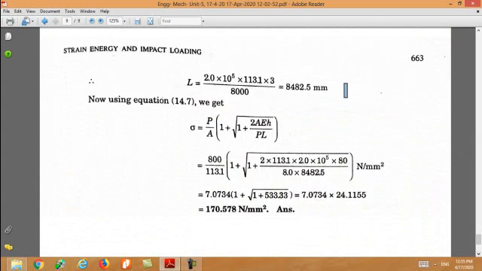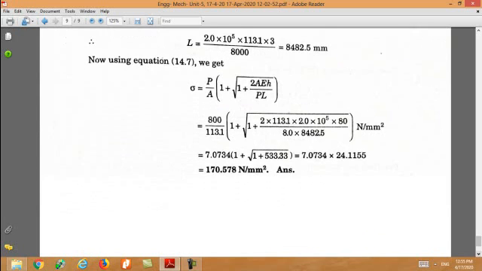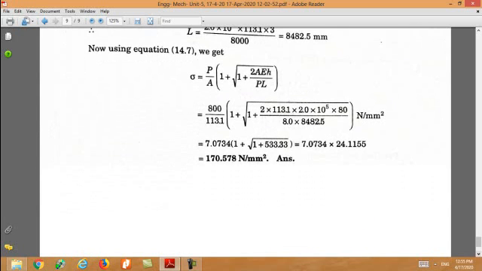It is asking what will be the stress if the 800 Newton load is impacting, falling from a height. So again we will use this formula for impact loading, and you can obtain the stress for this condition. Okay, so these are some questions related to strain energy. Okay, thank you.